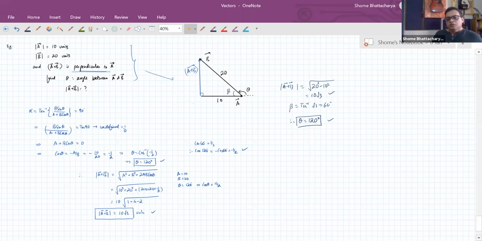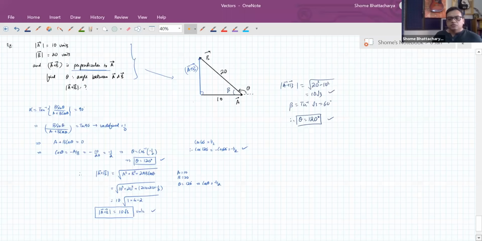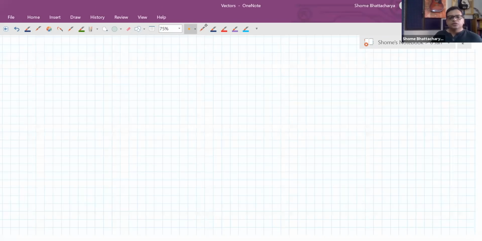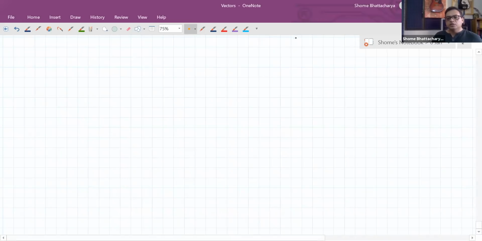Okay. So this is about the addition of two vectors by the triangle law. Now, next thing similarly we move on to is like a second part of triangle law for the subtraction of two vectors. Okay. So the difference of two vectors or the subtraction of two vectors by triangle law.